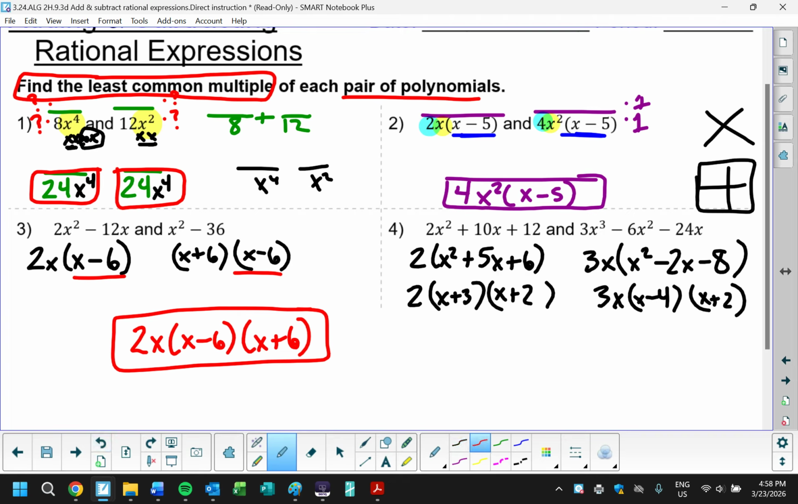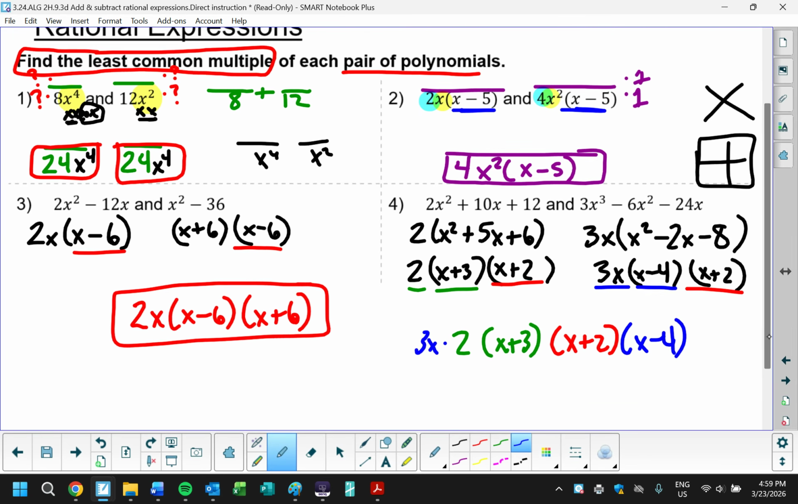Okay, again, I will underline everything they have in common. They both have an x plus 2, so don't forget that x plus 2. Not only that, we're going to need an x plus 3. We're going to need a 2. We're going to need a 3x. Goodness gracious. And we're going to need an x minus 4.